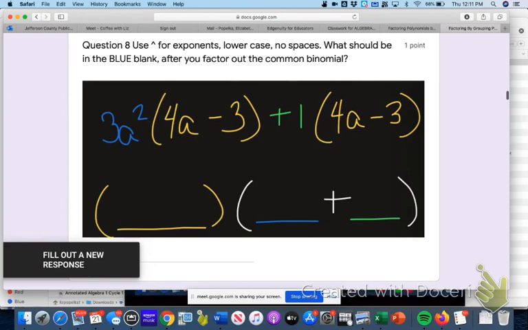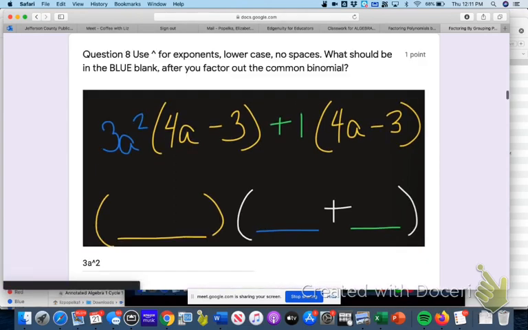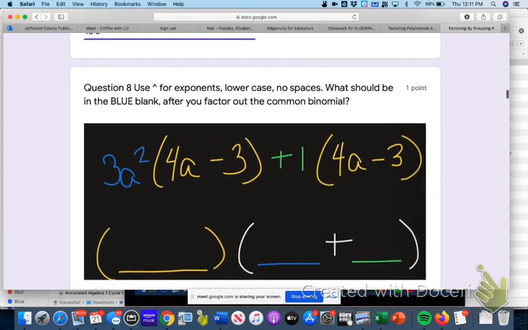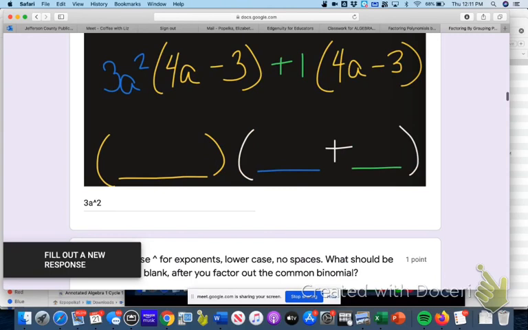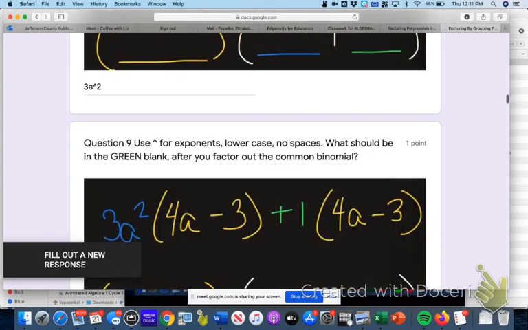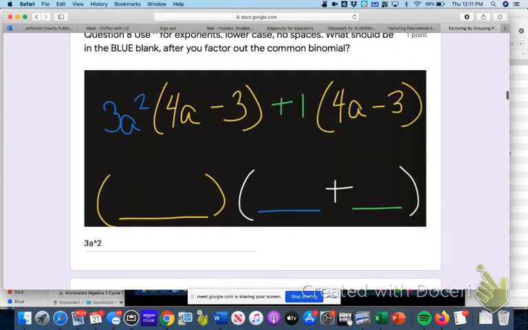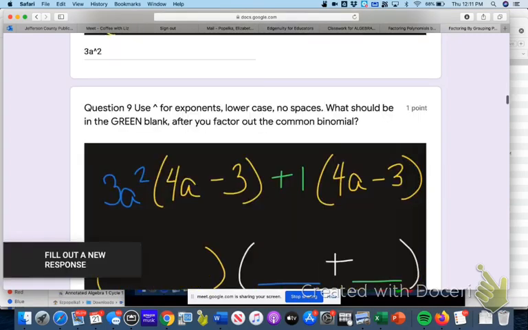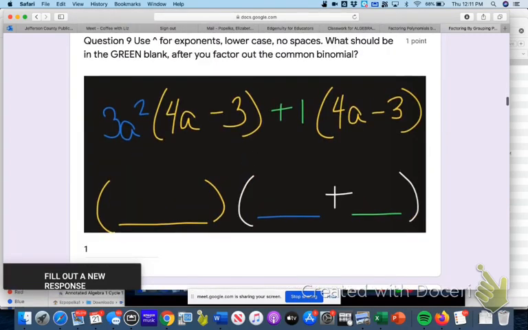So now in question 8 where it says what should be in the blue blank, what are you going to type in the Google form? The 3A to the second. Yes, and the 1. Well, it's just asking for the blue part, so just do the 3a to the second first. And then in the next question, when it says what's going to go in the green blank, then type in your 1. So 3A to the second.